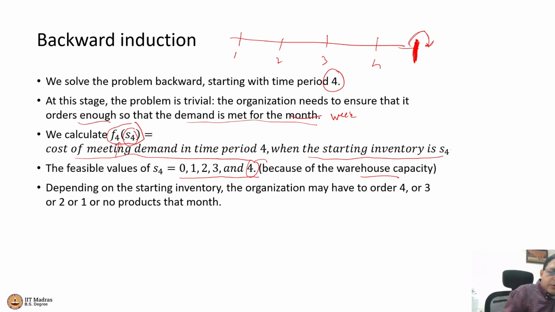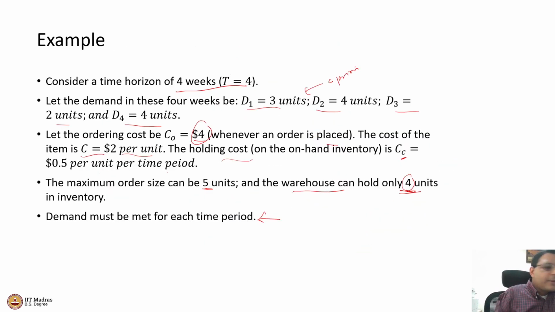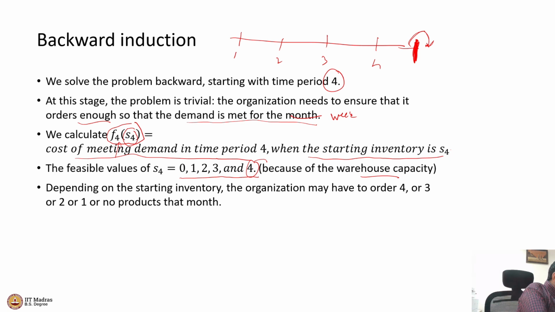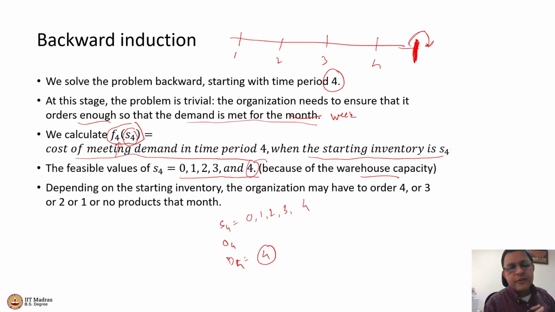Now, what was the demand for time period 4? Demand for time period 4 was 4 units. Now let us look at this. I start with S4, which could be 0, 1, 2, 3 or 4. Therefore, I know D4, the demand for time period 4, which is 4. How much should I be ordering in the fourth time period? That is my A4, right? How much should I be ordering?